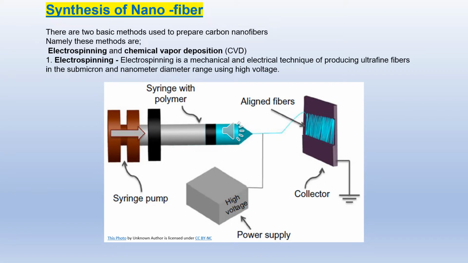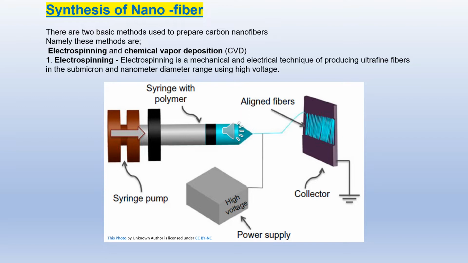Synthesis of nanofibers. There are two basic methods used to prepare carbon nanofibers, which are electrospinning and chemical vapor deposition. Electrospinning is a mechanical and electrical technique of producing ultrafine fibers in the submicron and nanometer diameter range using high voltage. So, the process involves the electrodynamic process, where a liquid is slowly pumped into the syringe.